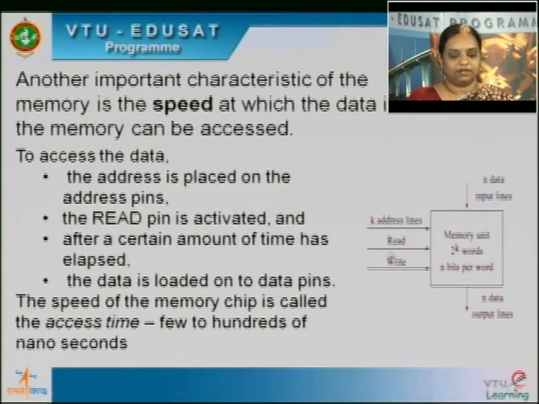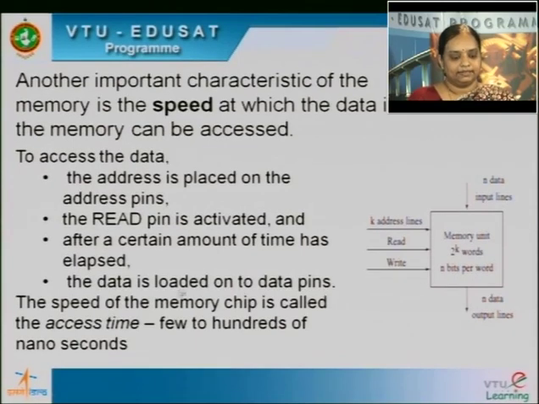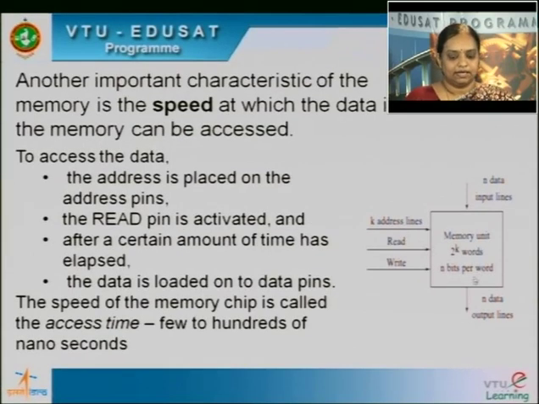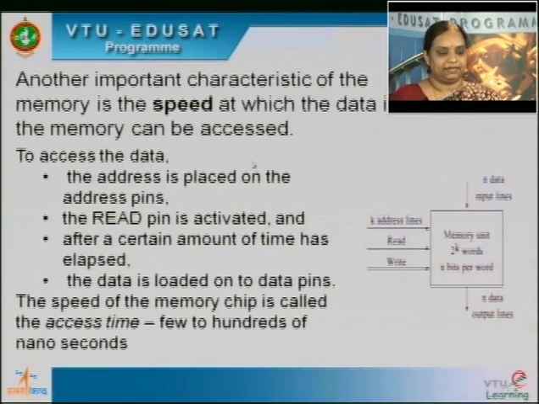A certain amount of time is required, and this amount of time defines what is known as the access time. And the access time can be as small as a few nanoseconds and as high as hundreds of nanoseconds. If it's a fast memory, the access time is very less. As soon as you place the address on the address lines, I get the data on the data lines. So the third characteristic that we are talking about is the speed. So the three important characteristics: capacity, organization, and speed.